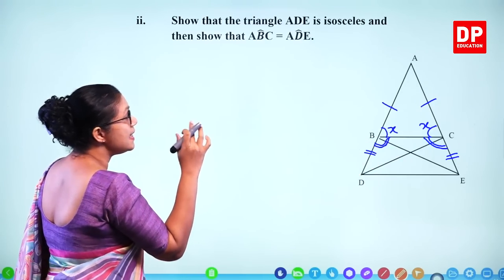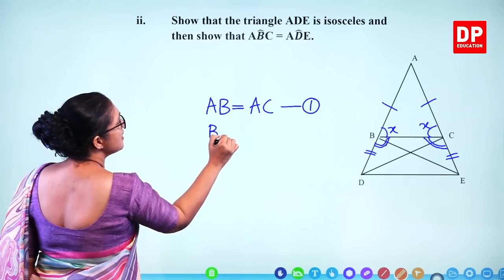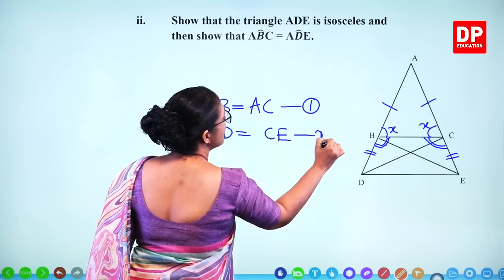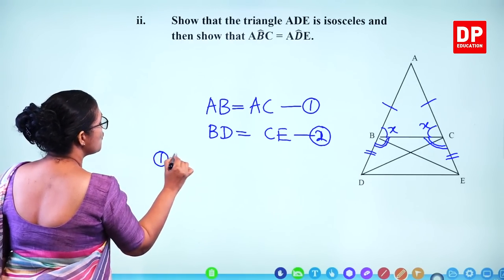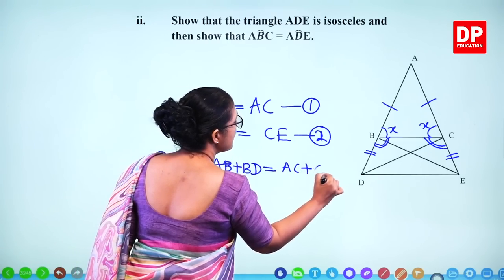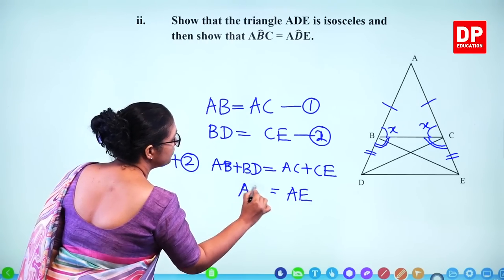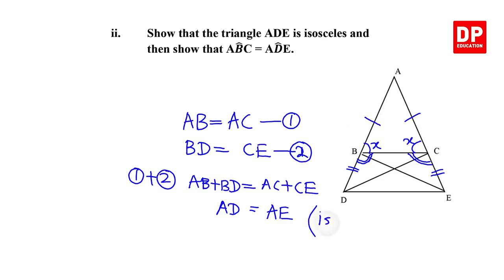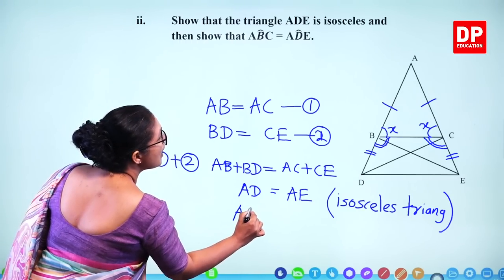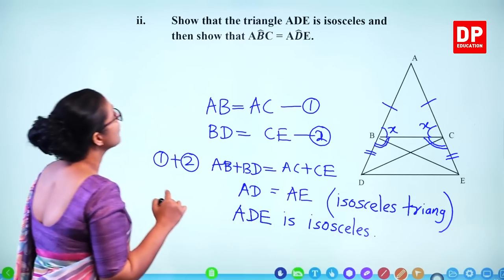Now we have to show that ADE is an isosceles triangle. We know from the previous part, it's given information, AB equals AC. And BD is given as equal to CE. Both given. We'll add it, 1 plus 2. AB plus BD is equal to AC plus CE. What's that? AC plus CE is AE. AB and BD, AD. So this length is equal to this length. So that means this is an isosceles triangle. So ADE is isosceles. That's the first part.